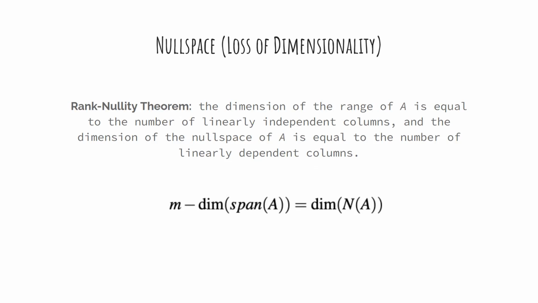So there is a theorem associated with this idea of null space, and it's called the rank nullity theorem. It says the dimension of the range of A is equal to the number of linearly independent columns, and the dimension of the null space of A is equal to the number of linearly dependent columns. So an equation similar to what we looked at earlier: the dimension of the null space is equivalent to M minus the dimension of the span of A, which you might notice is also just your rank, so M minus your rank. Okay.